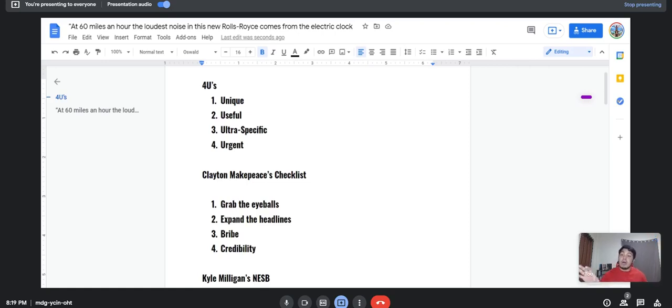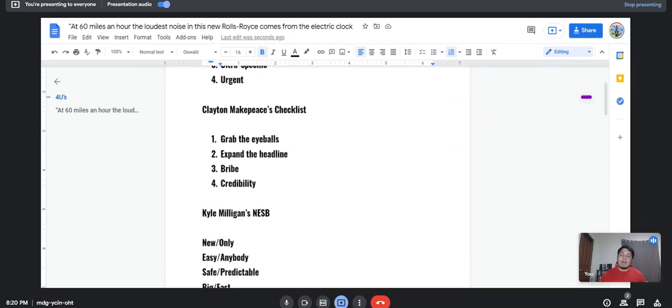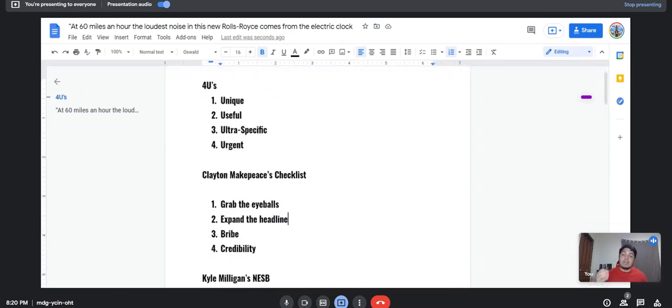So i-summarize lang natin before time mag-start on the sales ad itself. It should be on the four U's. It's unique, useful, ultra-specific, and urgent. Hindi yan mawawala on the headline. On the copy itself, it should grab the eyeballs, it should expand the headline. It should bribe you to see this, and then it should show credibility. Okay, and lastly, it's Kyle Milligan's NESB, which is new, easy, safe, and big, with an alternative of only, anybody, predictable, and fast. Okay, so now you've already written, kung may notes kayo dyan, if you've already written the three key parts of analyzing the copy, then we're gonna dive into the copy itself.